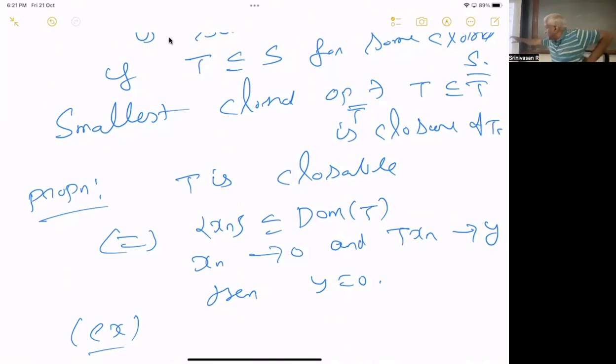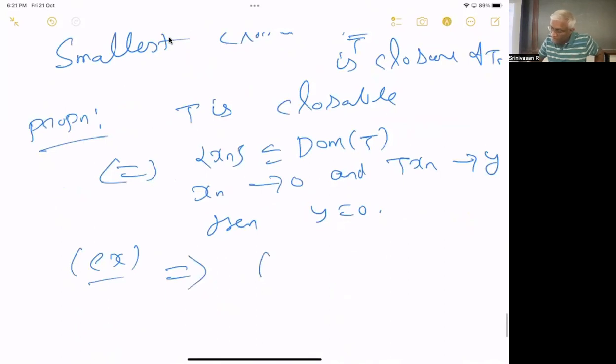So let us look at the proof again. T is closable. That means the graph of T closure is given by an operator. Now, if Xn converges to 0 and T of Xn converges to Y, that means (0, Y) is in the closure of the graph of T. I am not writing the condition, but (0, Y) is in the graph of T closure.